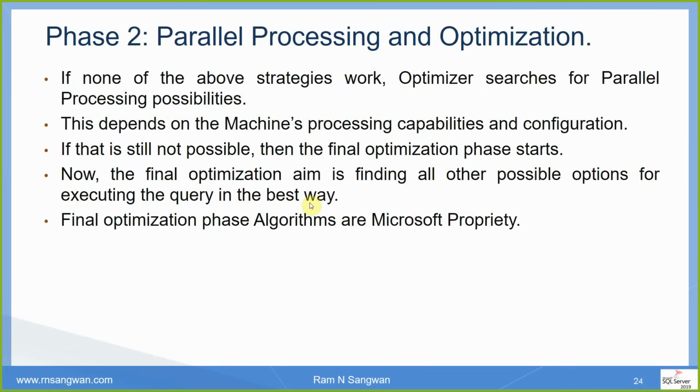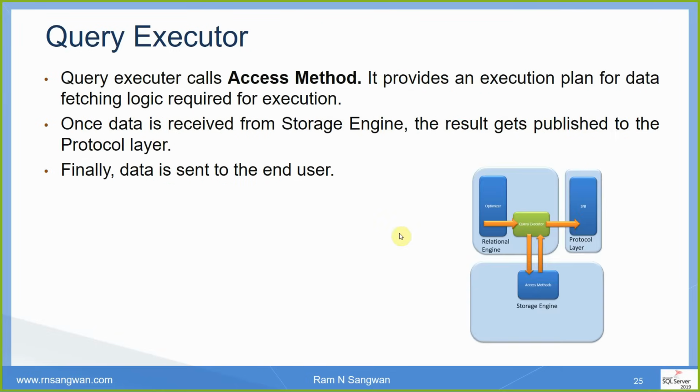If both of these above strategies fail, then it goes into the next phase, that is phase two, parallel processing and optimization. If none of these strategies work, the optimizer searches for parallel processing possibilities. This depends on the machine's processing capabilities and configurations. If that is still not possible, then the final optimization phase starts. The final optimization aims to find all other possible options for executing the query in the best way. And the final optimization phase algorithms are Microsoft proprietary. They are not disclosed, as I said.